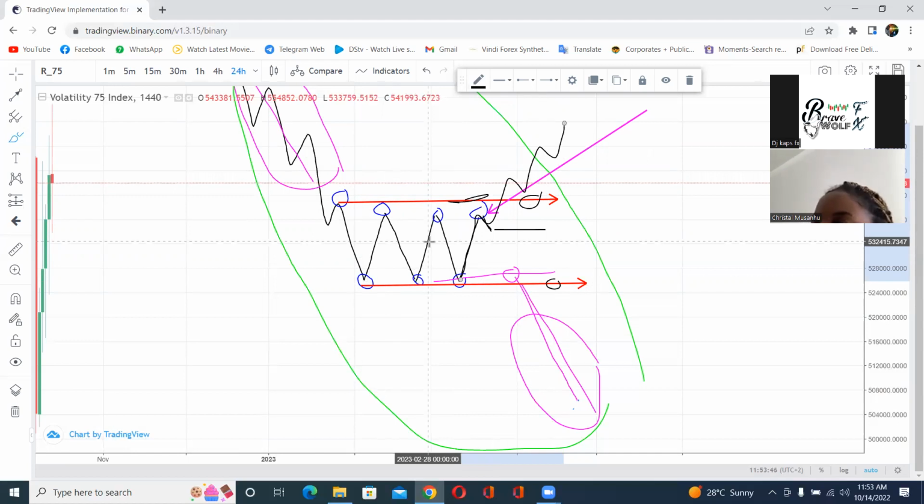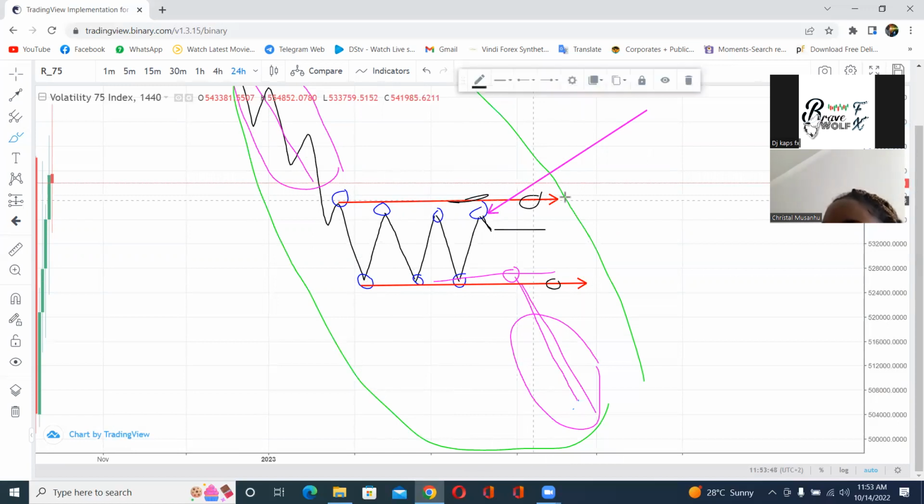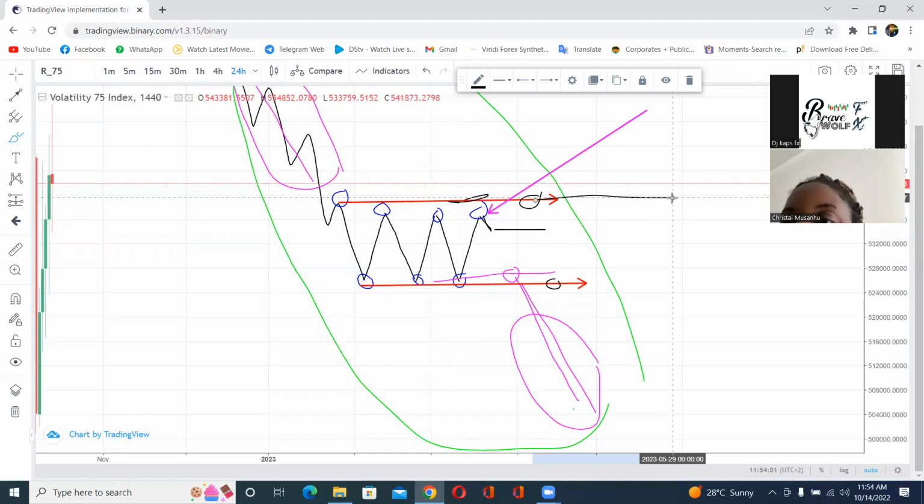That's why I'm putting my stop loss here, saying if this market hits this point, it means I lost. I don't want to trade. I don't want to take a sell anymore. And I will wait and analyze again and see what is happening and what is coming out. You understand?